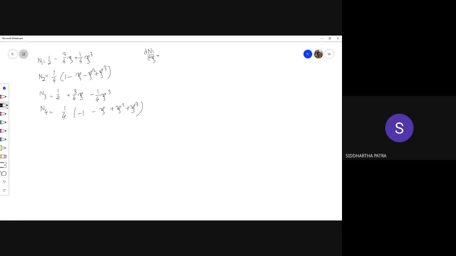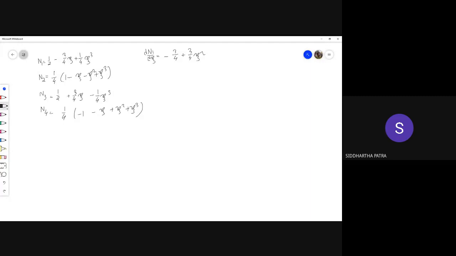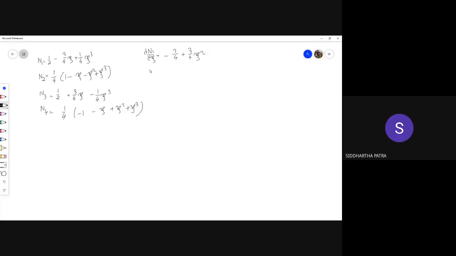Acha, so if I do dN1/dxi, I'll get this expression: 3/4 plus 3/4 xi squared. Okay, did this come out? Yes sir. Now do the same thing for N2, N3, N4. You will understand what I'm trying to say, once we show that for N1 and N2. So if I do that for N2, I'm supposed to get this expression.